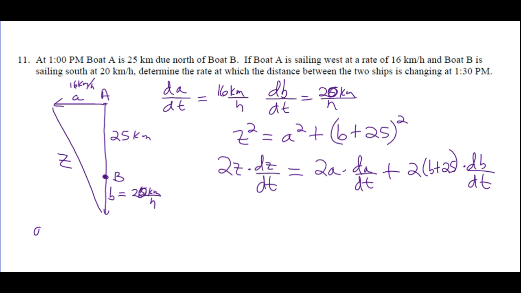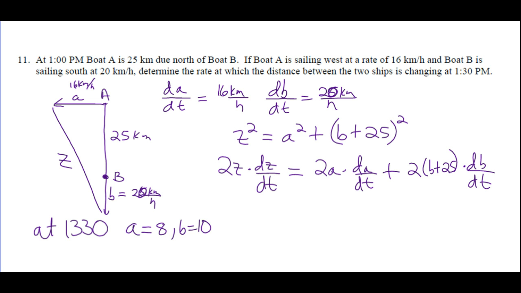So at 1:30, or 13:30, we know that that's half an hour, right? So how far did it go? What's this distance at 1:30? 8. What's this distance? 10. So we've got 8 and we've got 35, right? Or 25 plus 10. So at 1:30, A is equal to 8 and B is equal to 10. Right, it's good, right? So we got an A, we got a B, we can put those in. We know dA by dt, we know dB by dt. All we need is Z.